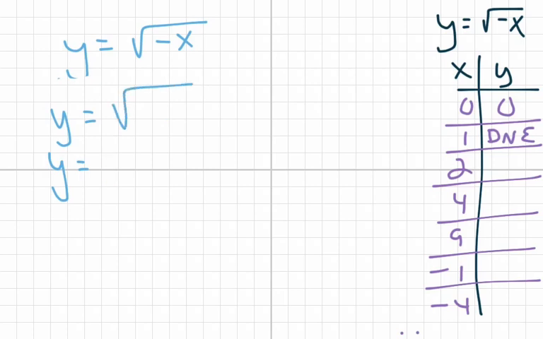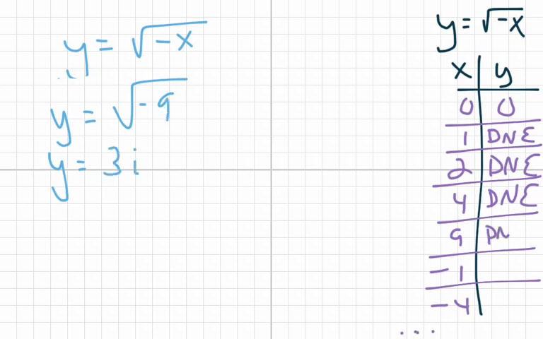Let's do x is equal to 2. So negative, and then we bring the 2 in. I don't know what that is, but I know it's imaginary. Okay? This is a DNE, does not exist. Let's throw in the 4. So y equals the square root of negative 4. I know that's 2i. That still does not exist. We have a couple more. You can probably figure out what's going to happen here with the 9. You do negative, and now we plug in the 9. That's going to be 3i, but it's not existing on my graph there.